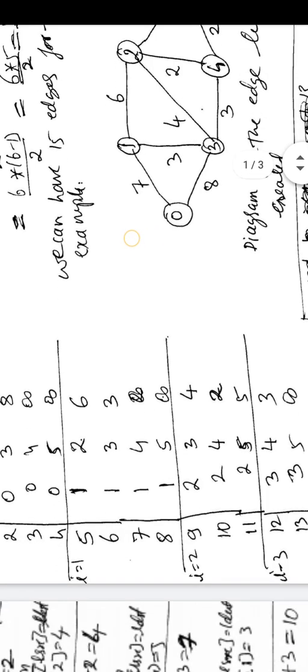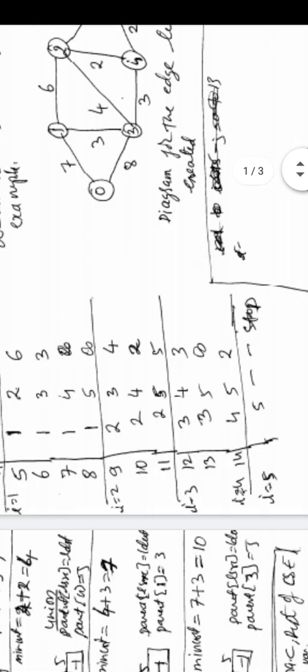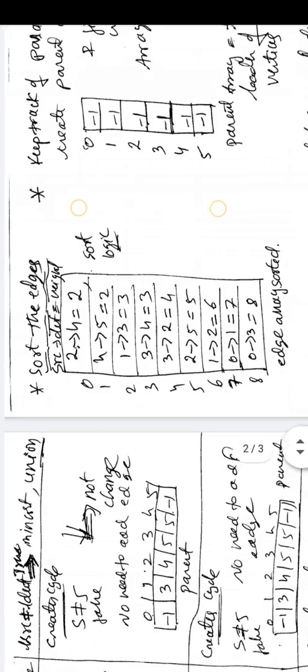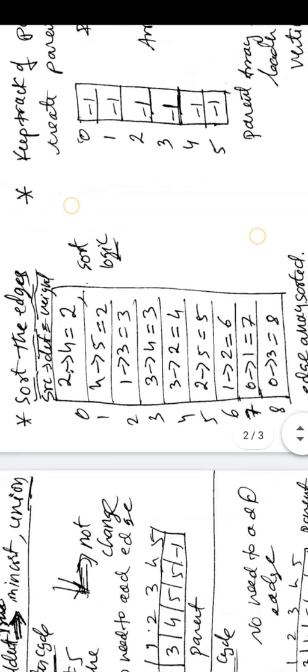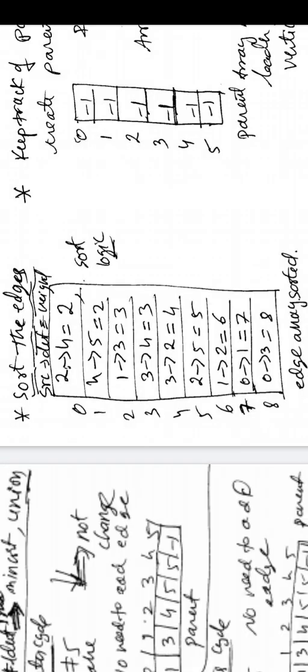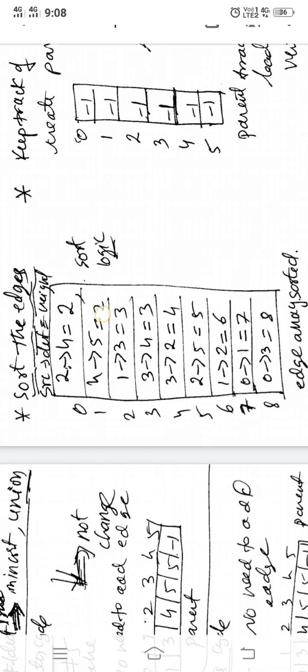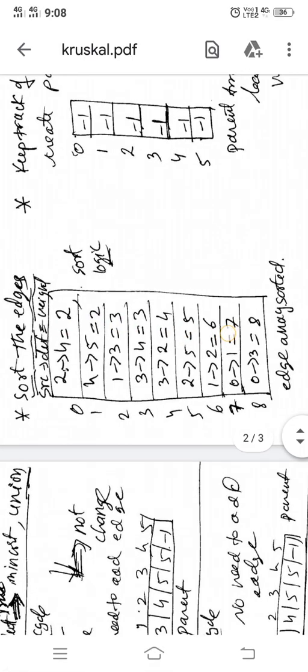Okay, so once this edge array is created, we have to sort the edges. After sorting the edges in ascending order of the weight, I will be getting these many edges. That is, after sorting, the k value will vary from 0 to 8.